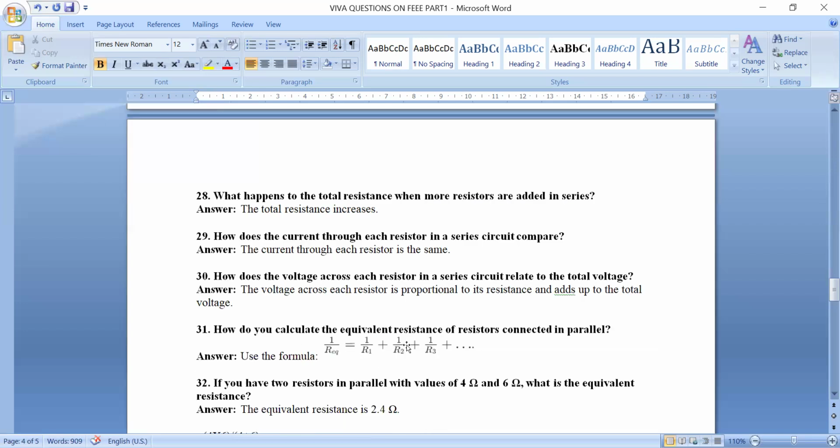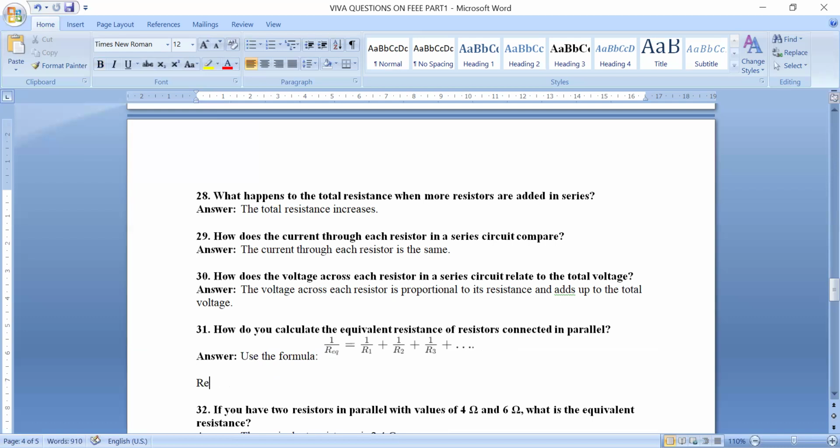How do you calculate the equivalent resistance in a parallel circuit? It is 1 by R equivalent equal to 1 by R1 plus 1 by R2 plus 1 by R3. Or if you have only two resistors, you can write R equivalent is equal to R1 into R2 divided by R1 plus R2. This is also the same. You can write 1 by R equal to 1 by R1 plus 1 by R2, or R equivalent equal to R1 R2 divided by R1 plus R2.